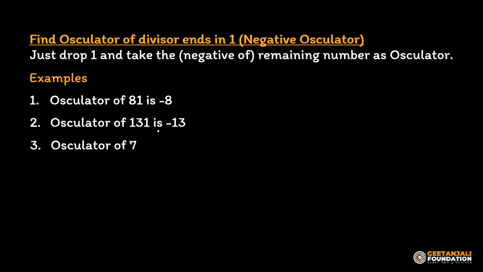Now the oscillator of 7. One thing we have already done: we multiplied by 7 to get 49. We can multiply it by 3 to get 21. In this case, your oscillator is going to be -2. So the oscillator for 7 may be -2 or it may be 5, but you need to follow the process. It depends on how you have found the oscillator.